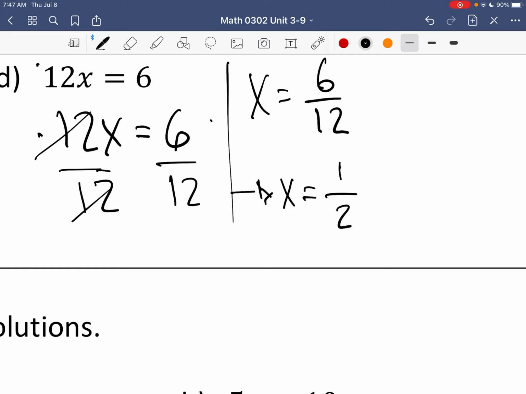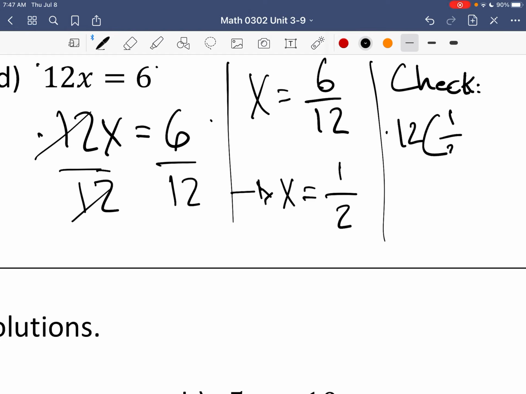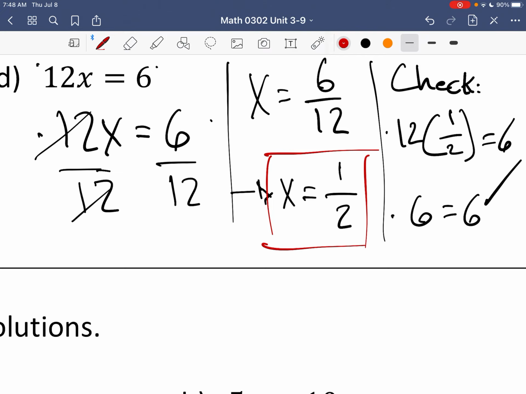Now what we want to do is check the solution. We'll go back to the original equation. Wherever we see the variable x, we'll plug in 1/2. Make sure that the left-hand side is equal to the right-hand side. So 12 times 1/2 equal to 6. 12 times 1/2, what is this going to be? This will be the number 6 on the left-hand side equal to the number 6 on the right-hand side. And so indeed, the solution to this equation, x equal to 1/2, is correct.